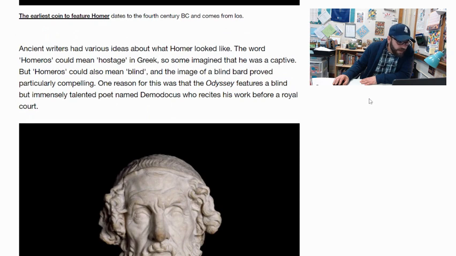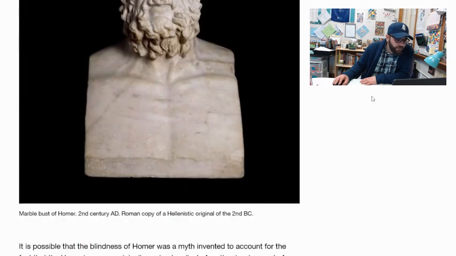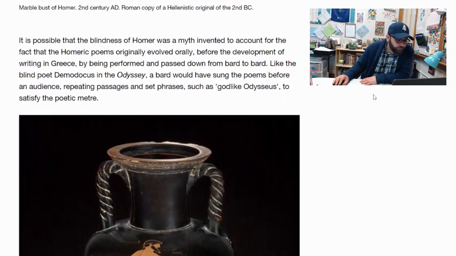Ancient writers had various ideas about what Homer looked like. The word Homerus could mean hostage in Greek, so many imagined that he was a captive. But Homerus also could mean blind, and the image of a blind bard proved particularly compelling. One reason for this was that the Odyssey features a blind but immensely talented poet named Demodocus who recites his work before a royal court.